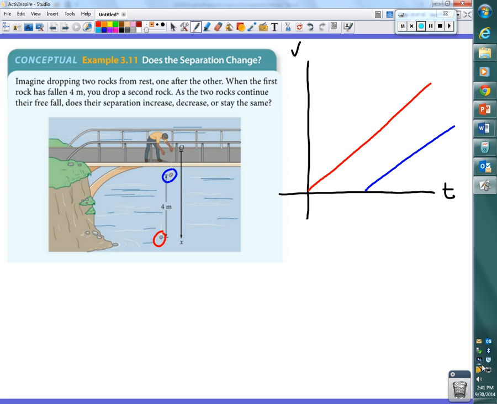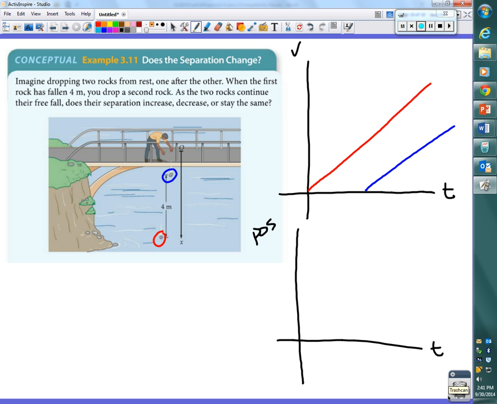But remember, this problem is asking us about separation. And this sketch that I had you draw was more about velocity, right? So let's draw ourselves a second graph. A position versus time graph.